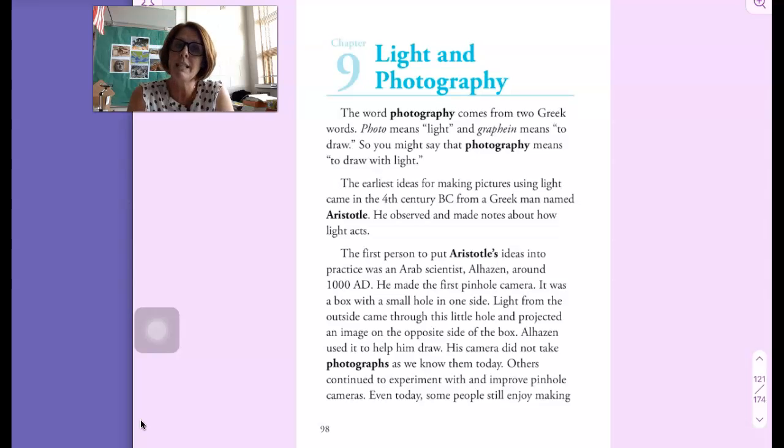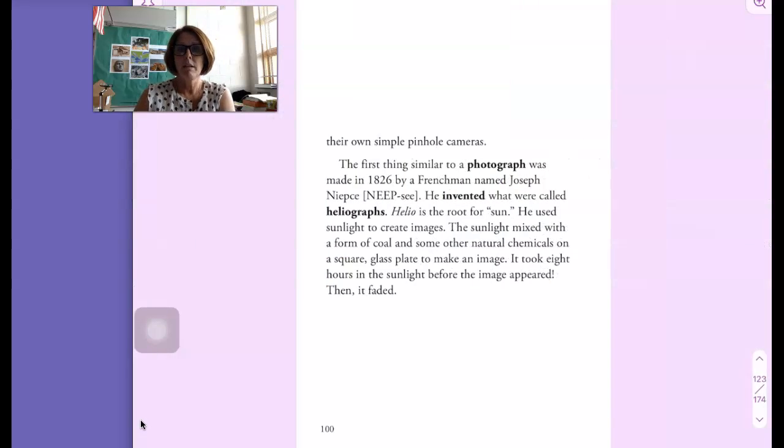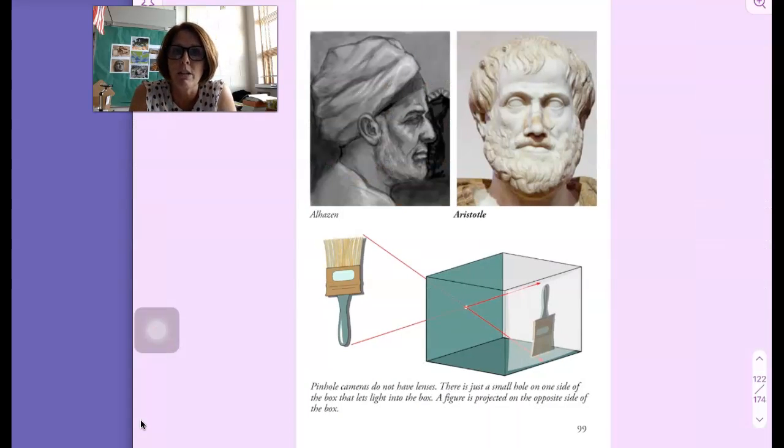So on this page, you can get the definition of photography and learn what a pinhole camera is and write your answers. You can pause the video and write the answers to your questions. Even today, some people still enjoy making their own simple pinhole cameras. So let's go back to the pictures here. There's Al-Hazen, Aristotle, a statue of Aristotle. And you can see down at the bottom that picture is showing us how pinhole cameras work. They don't have lenses. There's a small hole on one side of the box that lets light into the box after a figure is projected on the opposite side of the box.